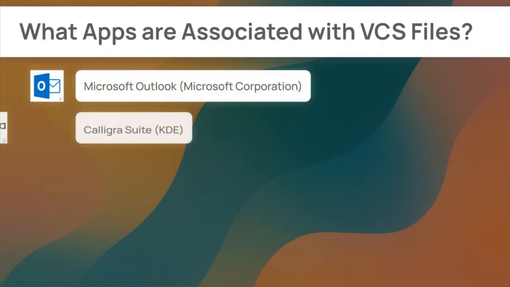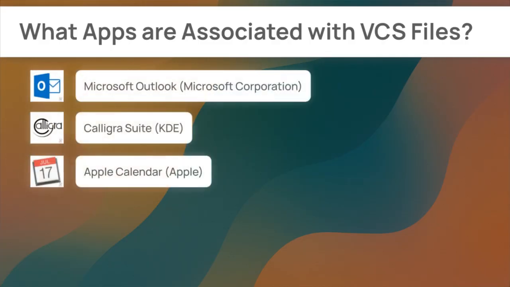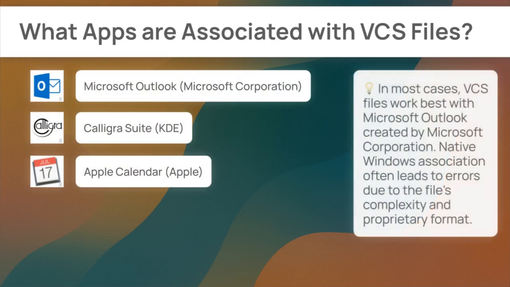Microsoft Outlook, developed by Microsoft Corporation, serves as the industry application standard for VCS. The file's proprietary wrapper demands a specific decryption tool, not generic software. Windows can show basic details, but a shortcut only works if its target still exists.